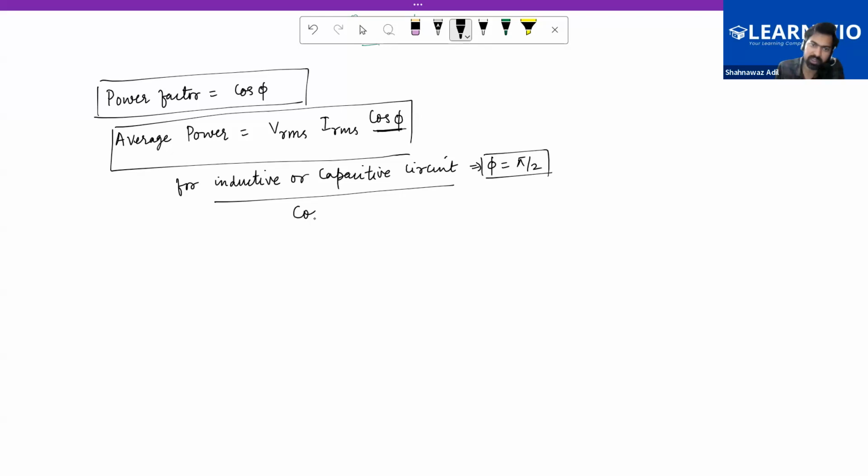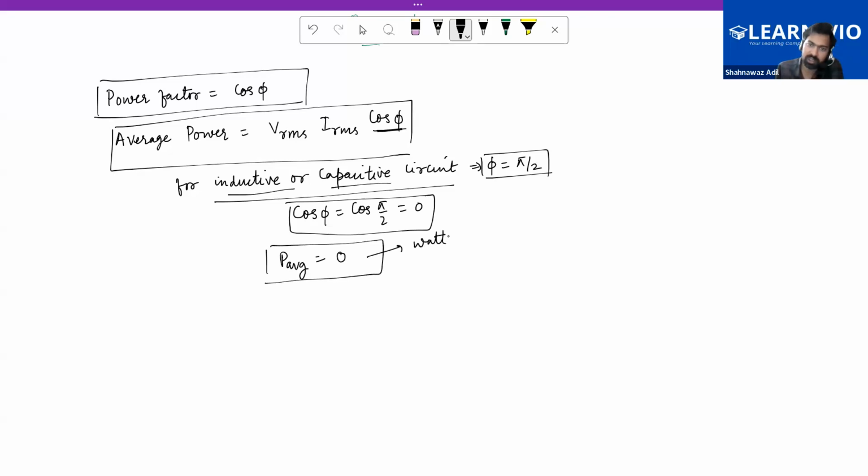So cos phi, that would be cos 90, and that would be 0. Right, so cos phi is 0, then P average for inductive and capacitive circuit would be 0. So then it would be called wattless current, right? Because the average power of that circuit would be 0, so then it would be called wattless. So these are the things that we have to remember.